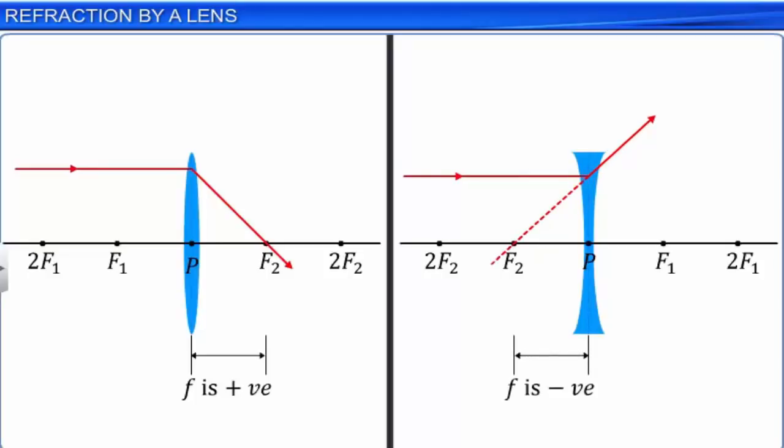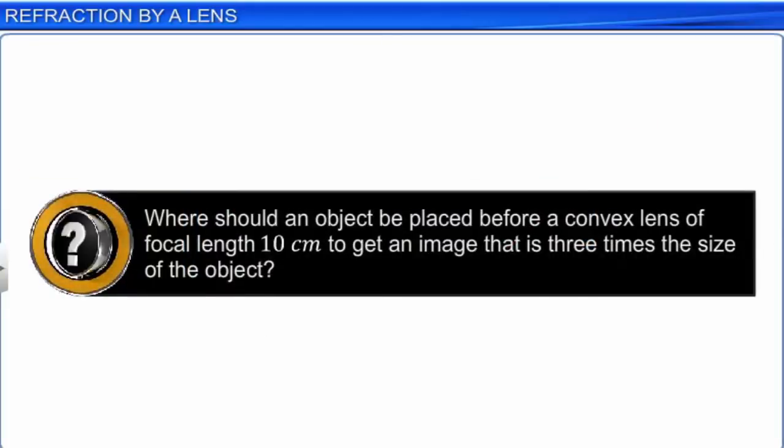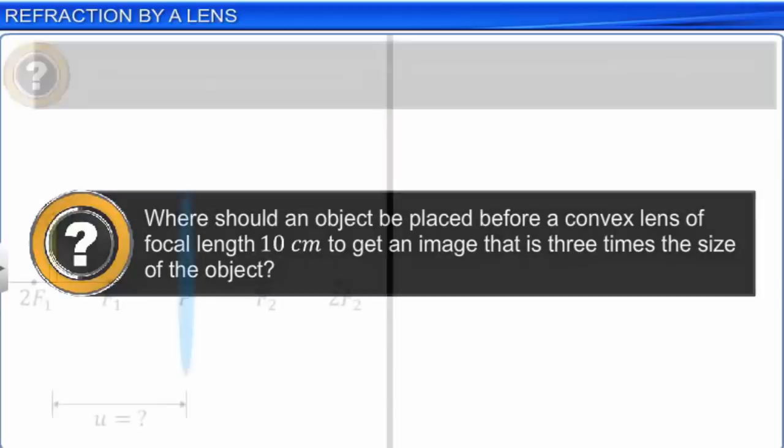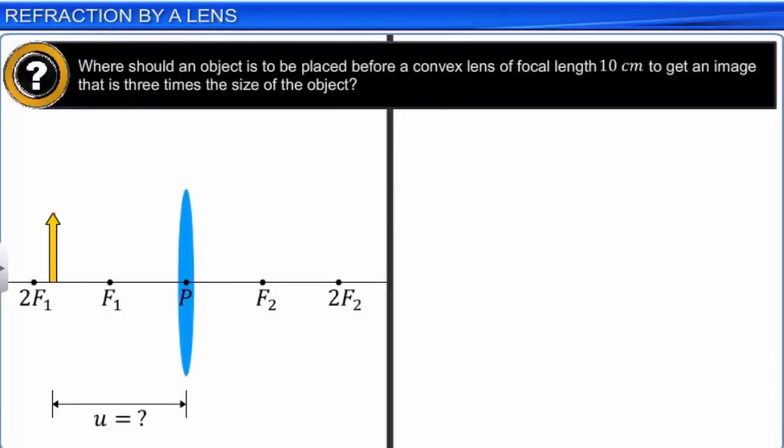Let us see how we apply sign conventions by solving the following example. Where should an object be placed before a convex lens of focal length 10 cm to get an image that is 3 times the size of the object? In this problem, it is given that F is equal to 10 cm and M is equal to 3. M is positive if the image is erect and negative if the image is inverted.